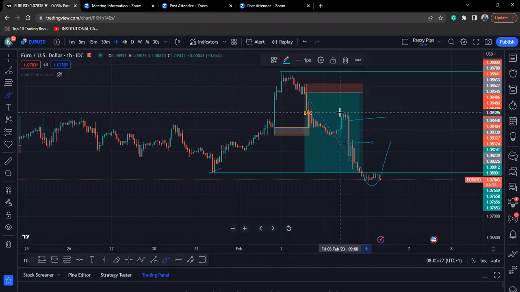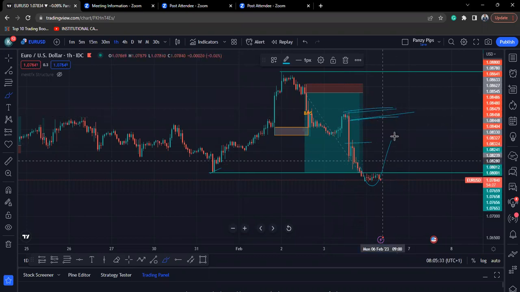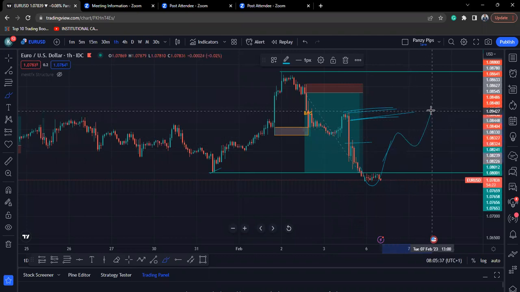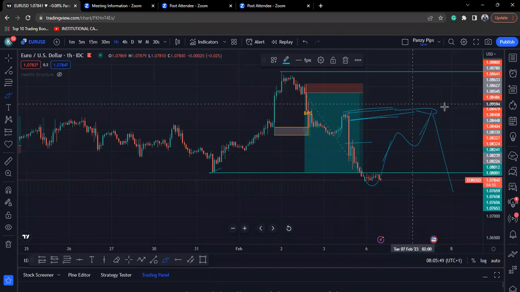And we have another zone here, a supply zone that has not been mitigated. So the market might just be coming in, fill up this imbalance, maybe a pushback, and then a rise into the supply zone before a drop off significantly. That's one way. On the other hand, the market might come up this way, grab liquidity above this level, pull back, and then go up.